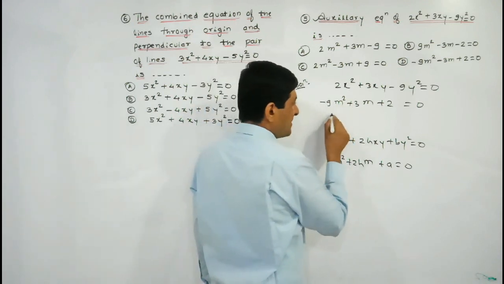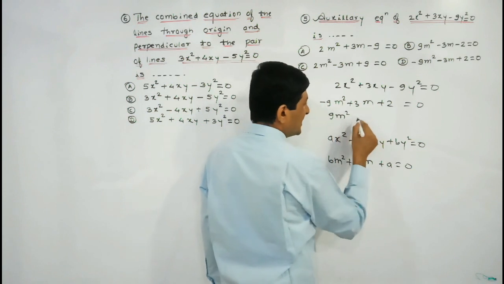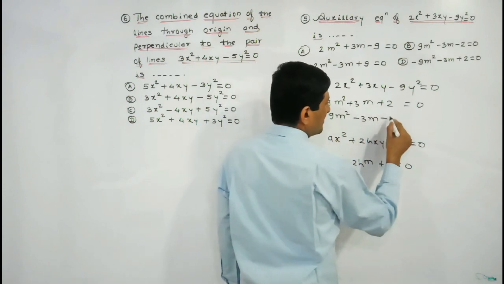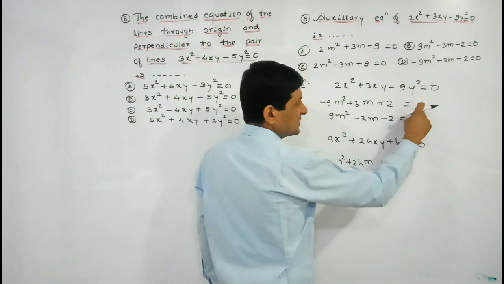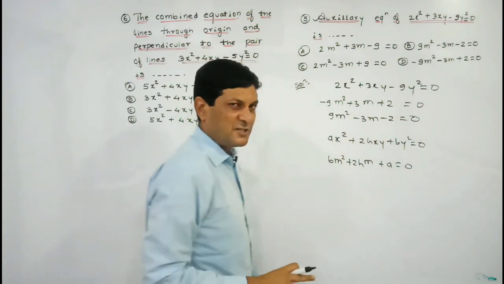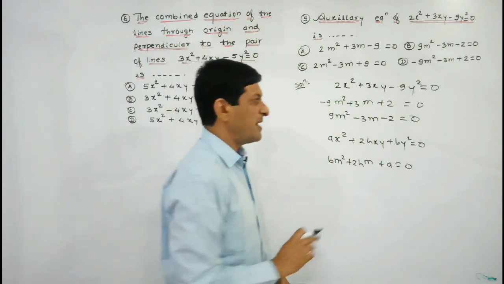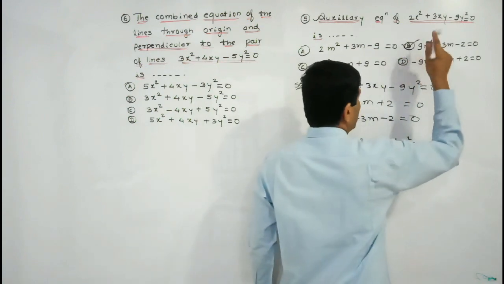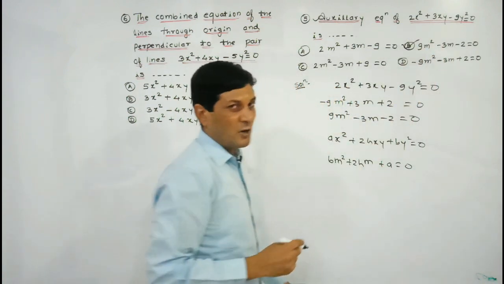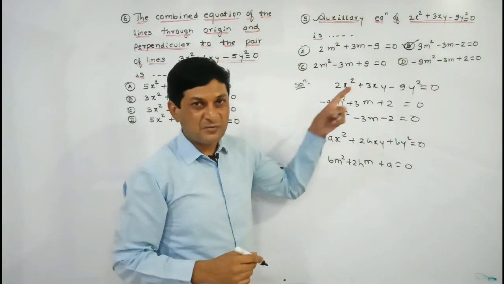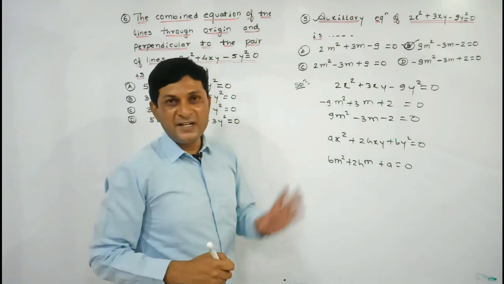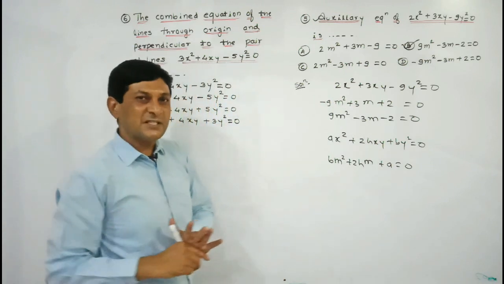So multiply by minus: here we will get +9m², here -3m, and here -2 is equal to 0. On this side, if I am multiplying by minus, we will get 0. Simply we are multiplying both sides by minus, and here we can observe that this equation appears in option B. So we can say that option B will be the required auxiliary equation of the given homogeneous equation.